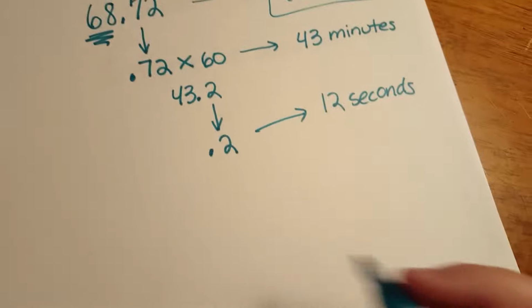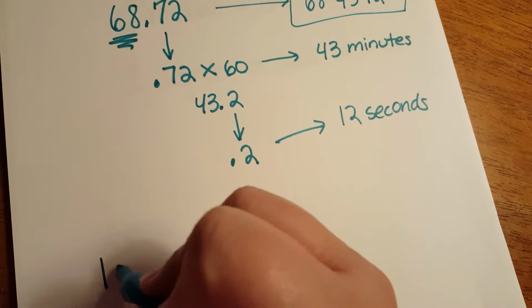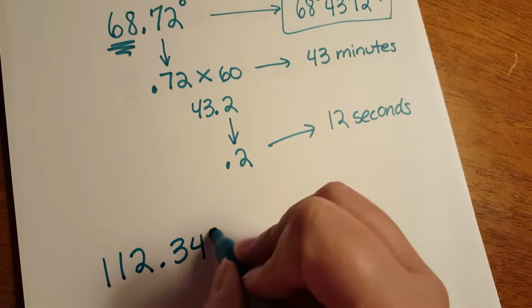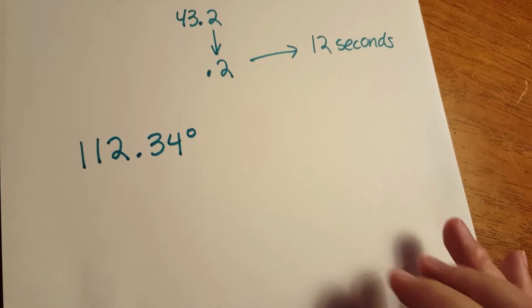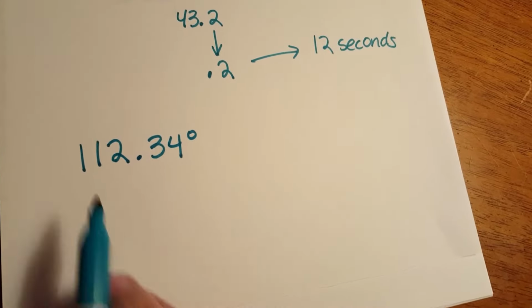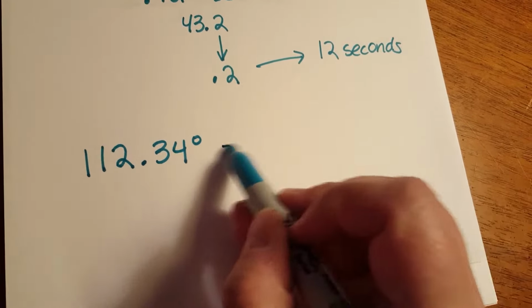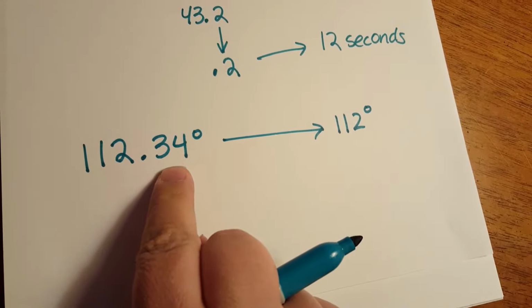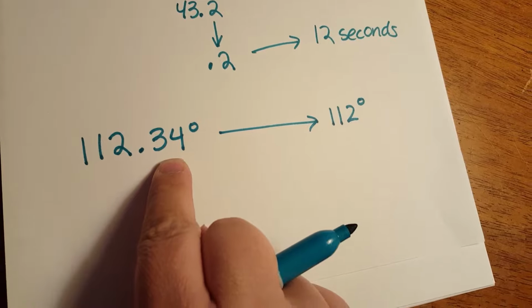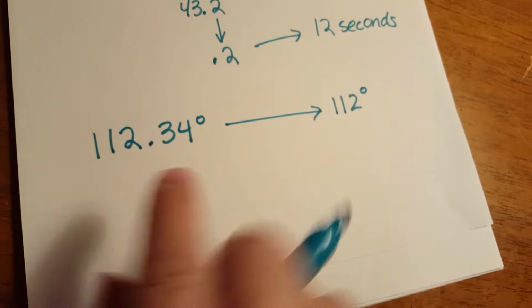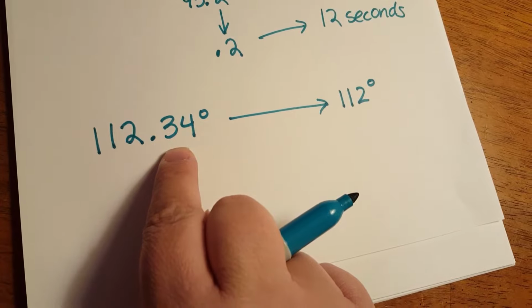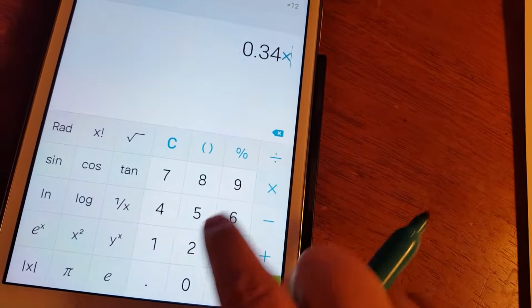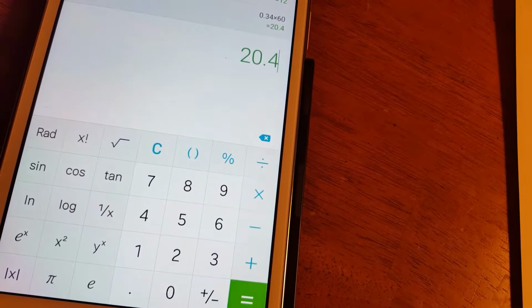Okay, so let's try another one. Let's say I start out with, oh, I don't know, 112.34 degrees. Well, I know I'm going to have 112 degrees because I already do. That part doesn't change. It's just going to be that the 0.34 of 1 degree changes into minutes and seconds. So to figure out how to do that, I'm going to take just the decimal part, the 0.34, times 60. It's always times 60 here.